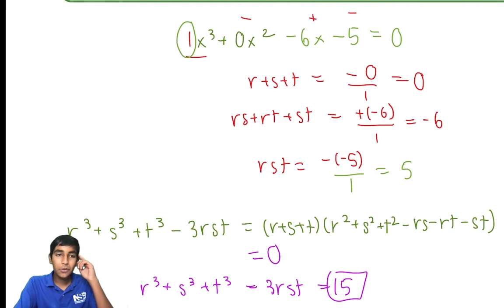So the logic here was to see what Vietas gives us, and then always, not always, but often, you'll want to see what identities you can use. In this case, this identity saved us a lot of computation here.